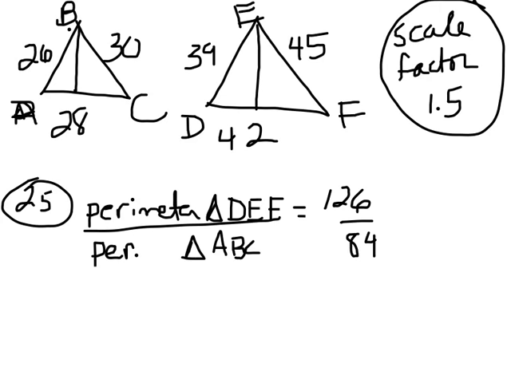84. Did y'all get the same numbers I did? Now divide it out and let's see what that divides out to. 1.5. So when your sides are proportional, your perimeter will be also.